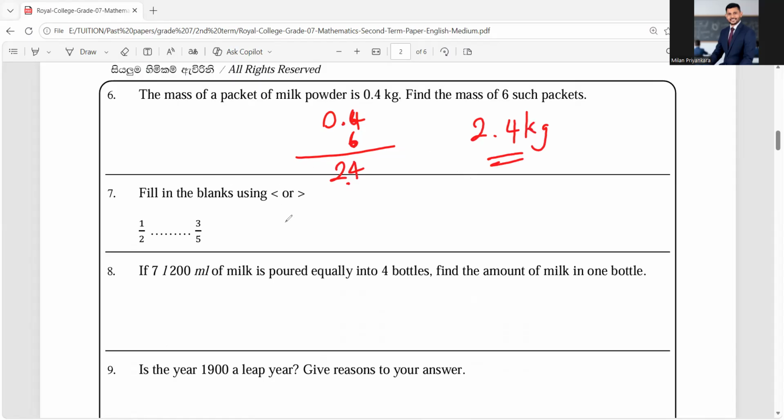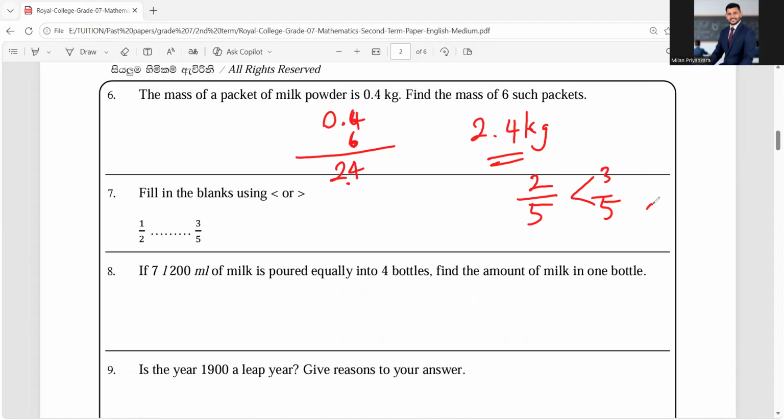Fill in the blanks using less than or greater than. You see now half. When you have something like this, you know how to compare when the numerators are equal or denominators are equal. Now you have denominators equal. You see 2 over 5 and 3 over 5. Then this is obviously greater, right?